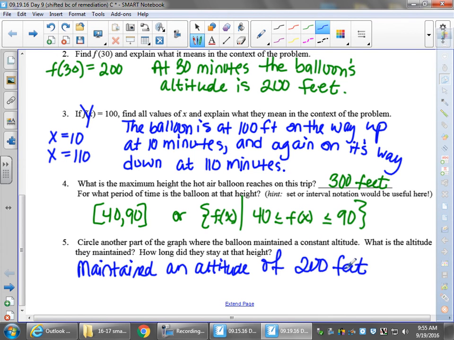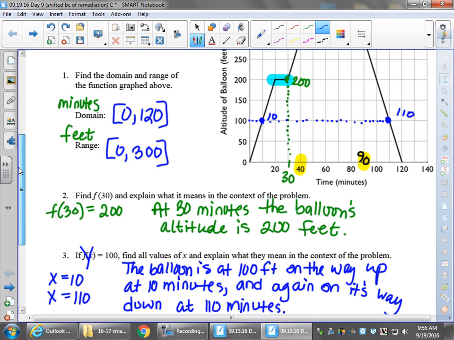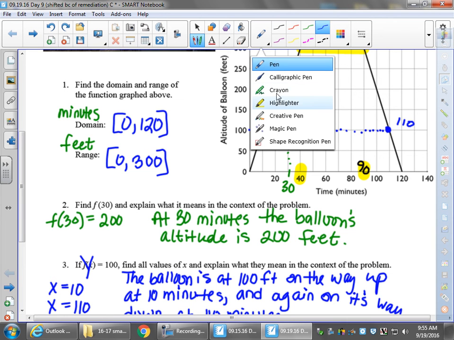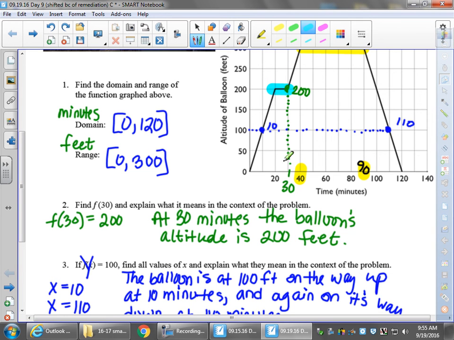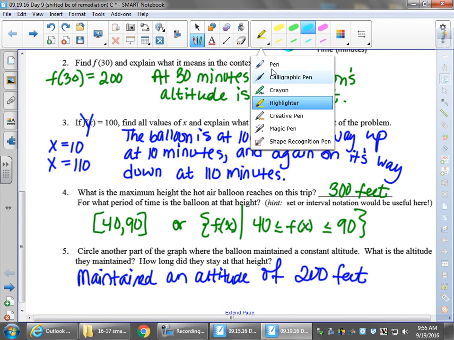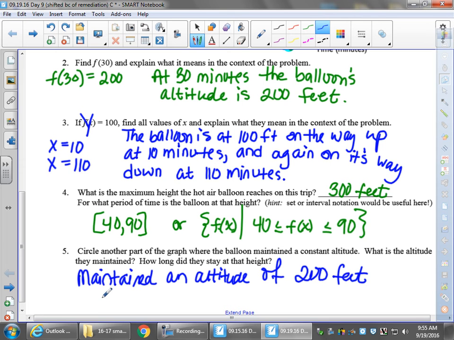And then lastly, it says, how long did they stay at that height? Is it 20 minutes? 10 minutes? I hear votes for 10, 20, or 30. Let's look. So check it out. Watch how you read this, right? It's from minute 20 to minute 30 that happened, right? So how many minutes between 20 and 30? 10 minutes. So be careful with that. For 10 minutes.